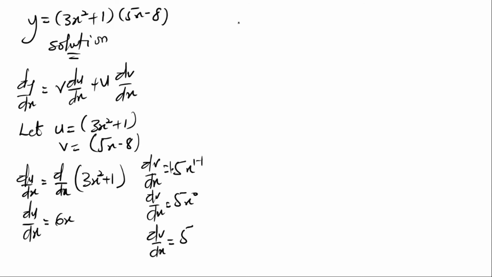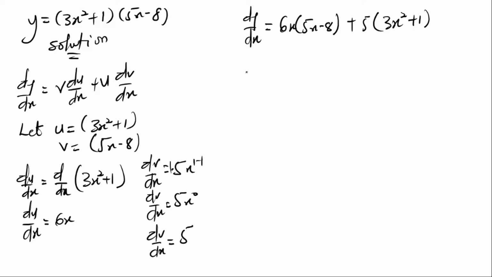Our dy/dx. So our dy/dx for this example becomes v. Where is our v? This is our v. So we have 5x minus 8. Then our du/dx is 6x. So we have 6x over here. Then plus u. Where is our u? This is our u. So our u is 3x squared plus 1. Then we have dv/dx. Our dv/dx is 5 over here. Alright, so now we can proceed and then find our dy/dx.